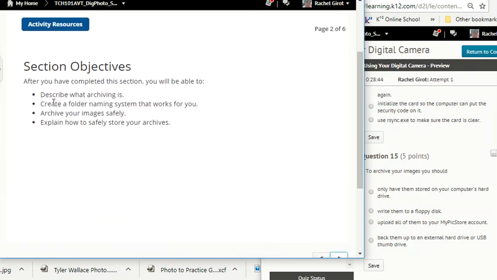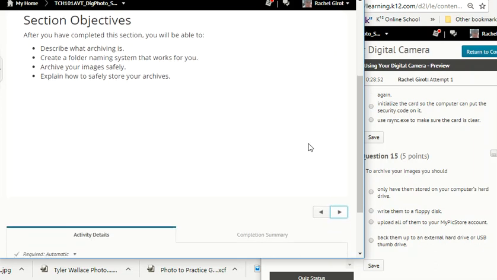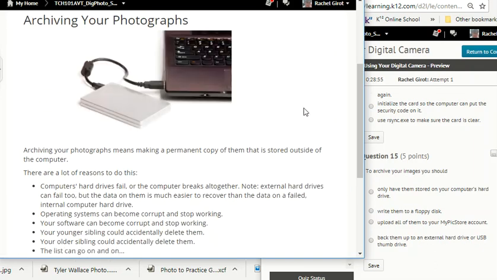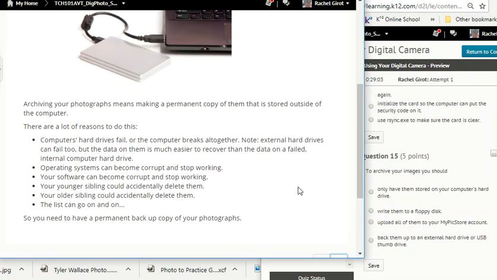Objectives: describe what archiving is, create a folder naming system that works for you, archive your images safely, explain how to safely store your archives. Archiving your photographs means making a permanent copy of them that is stored outside of your computer. There are a lot of reasons to do this.